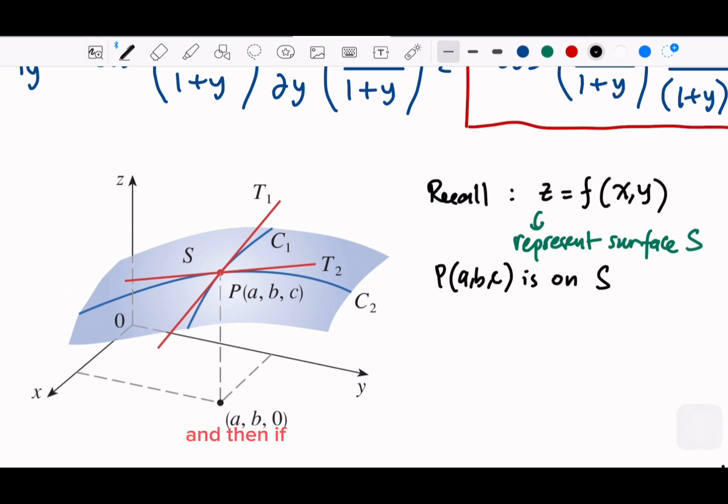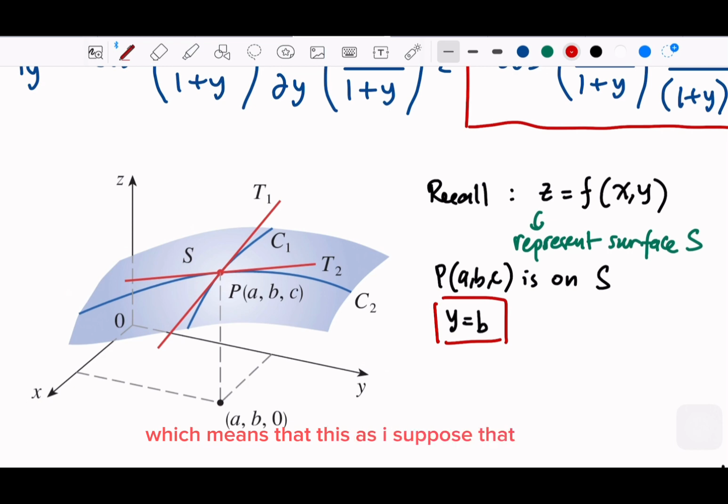And then if we take a plane y equal b, which means that, suppose that b is on this side here. B is on there. So y equal b will be a plane that is crossing precisely this part. That's our plane y equal b. And then imagine we also have x equal a.